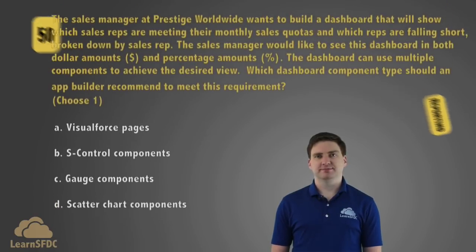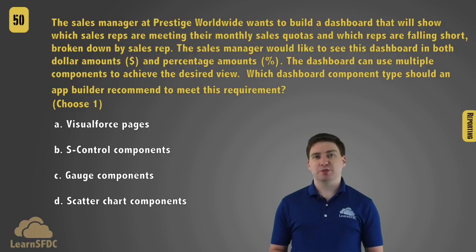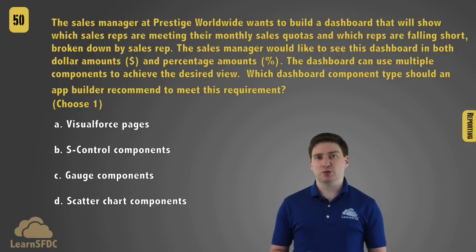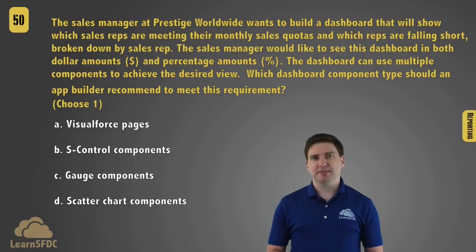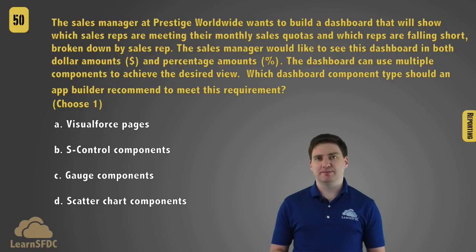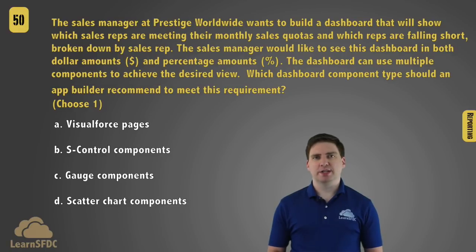Question 50. The sales manager at Prestige Worldwide wants to build a dashboard that will show which sales reps are meeting their monthly sales quotas and which reps are falling short, broken down by sales rep. The sales manager would like to see this dashboard in both dollar amounts and percentage amounts. The dashboard can use multiple components to achieve the desired view. Which dashboard component type should an app builder recommend to meet this requirement? A. Visualforce pages. B. S-control components. C. Gauge components. D. Scatter chart components.